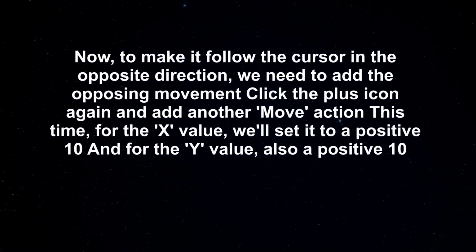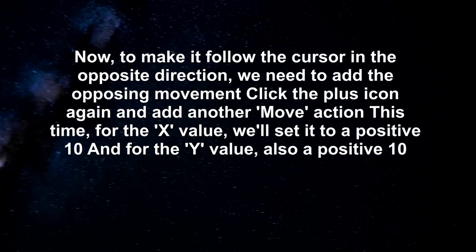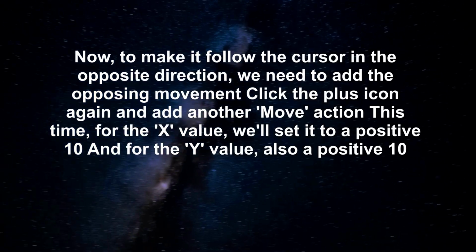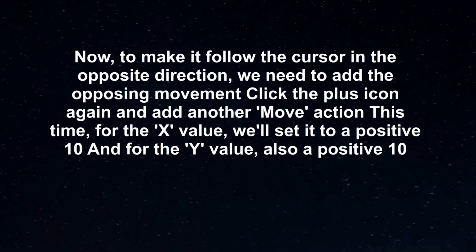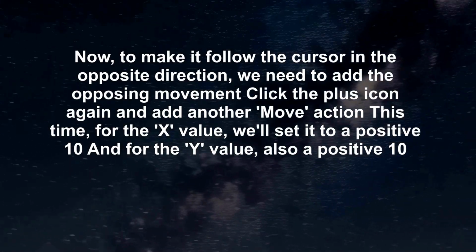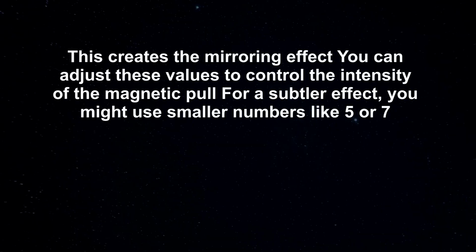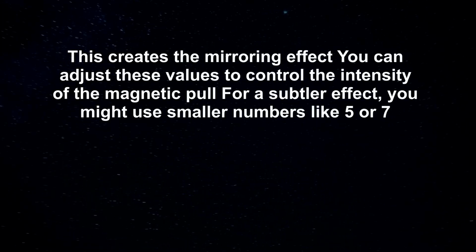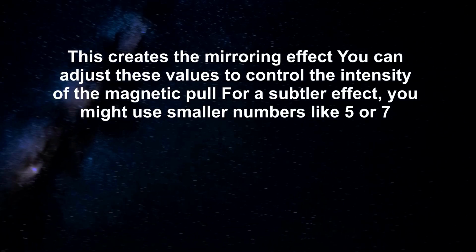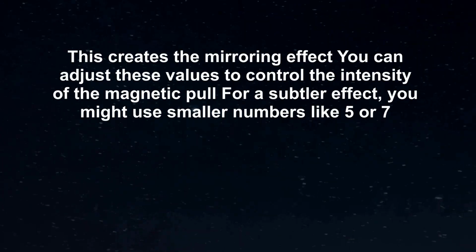Now, to make it follow the cursor in the opposite direction, we need to add the opposing movement. Click the plus icon again and add another move action this time. For the X value, we'll set it to a +10, and for the Y value, also a +10. This creates the mirroring effect. You can adjust these values to control the intensity of the magnetic pull for a subtler effect. You might use smaller numbers like 5 or 7.